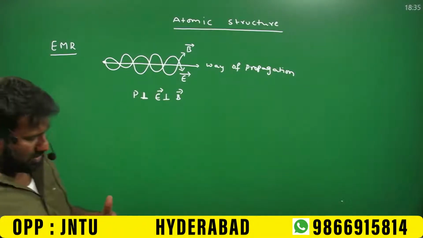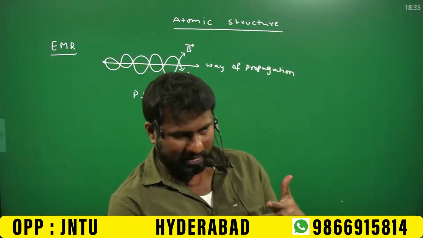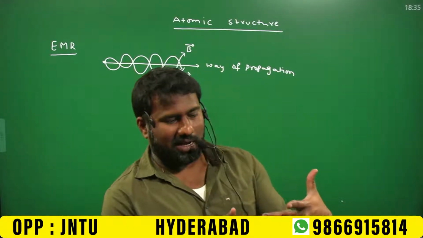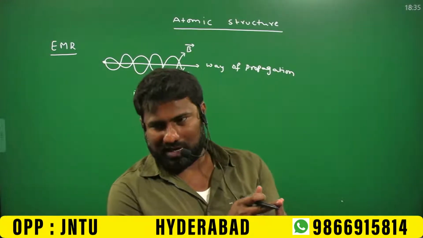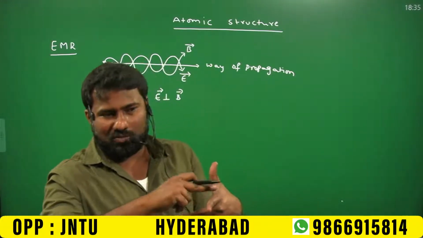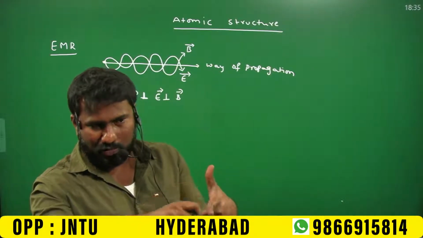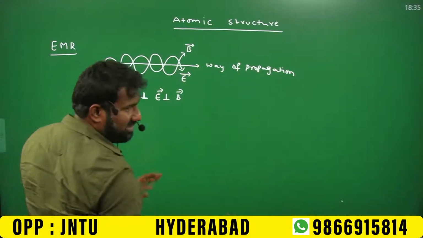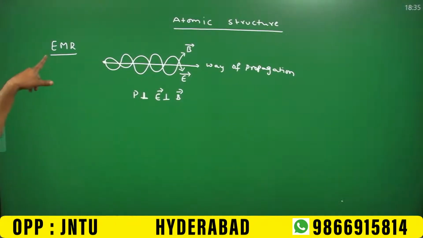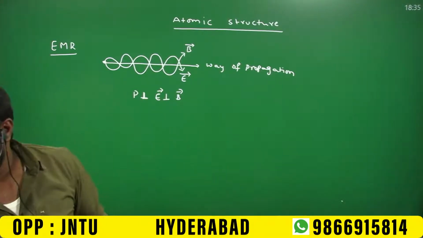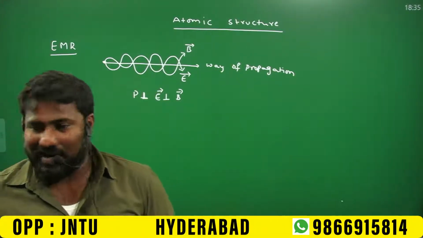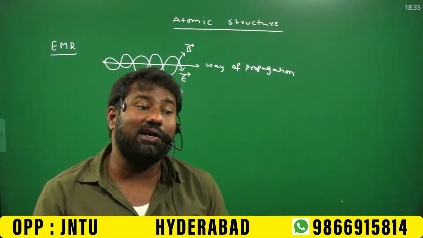That means see, this is the electric field, and this is inducing the magnetic field. As both are generated, the particle is moving in this direction. This is the phenomenon present in electromagnetic radiation. The radiation contains both the electric field as well as the magnetic field. As it contains both, that radiation is called electromagnetic radiation.